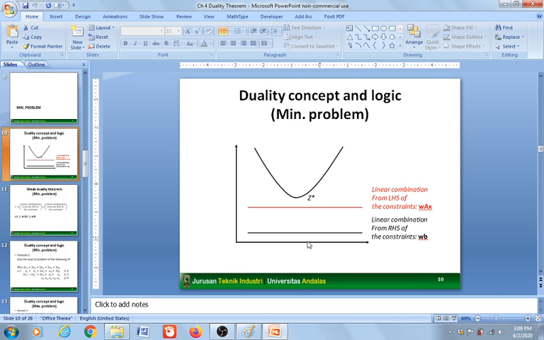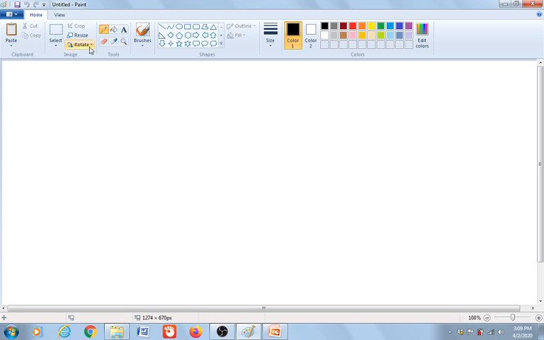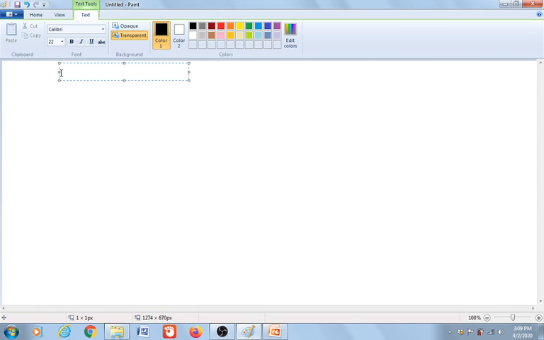the min problem. So z star must be bigger than or equal to the linear combination of the left hand side, and that must be bigger than or equal to the linear combination of the right hand side. So this is the theorem.